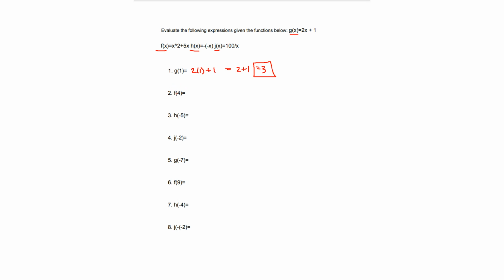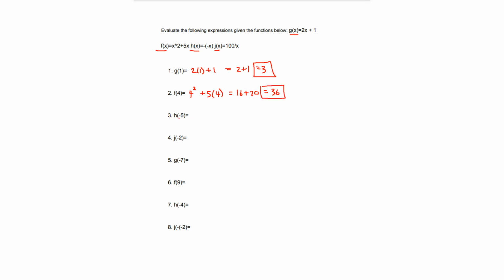The next problem is f of 4. So we're just plugging 4 into f of x. So we get 4 squared plus 5 times 4, which is 16 plus 20, which is 36.